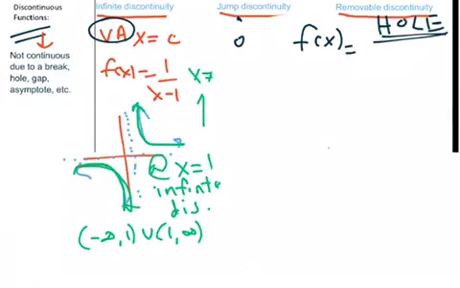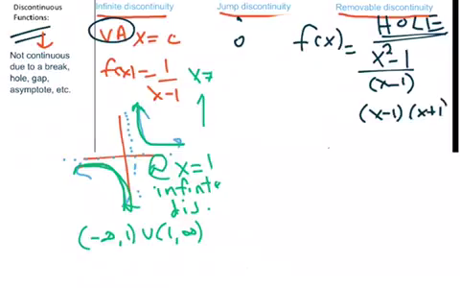Well, here's my function. f of x equals x squared minus 1 over x minus 1. Well, if you factor the numerator, x minus 1 times x plus 1, you can see that the x minus 1 is going to cancel out, creating a hole. If you just looked at the denominator, you would have thought it was a vertical asymptote, but when you factor the numerator and see that the factors cancel, it's no longer a vertical asymptote, it's a hole.